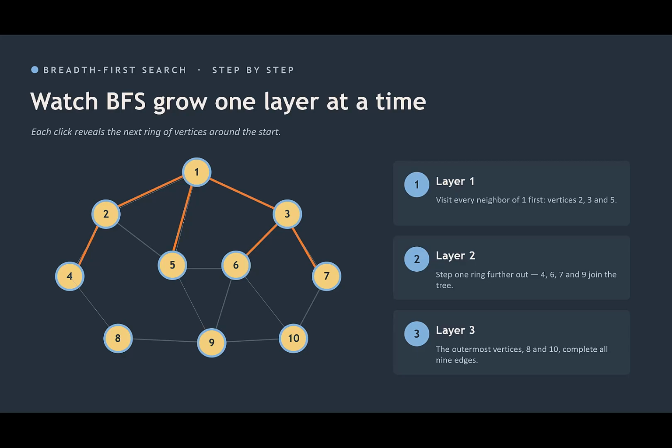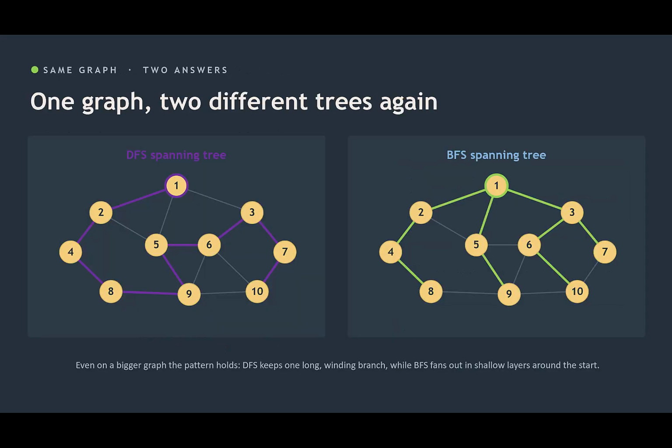5 can't connect to 6 because that would form a cycle, which means we're going to have 5 connected to 9. Layer 3 will connect 4 to 8 and 6 to 10. Now we've covered all the vertices and made a nice spanning tree. Again, let's compare our results. Even on this bigger graph, the pattern holds. DFS keeps one long winding branch while BFS fans out into shallow layers around the starting vertex.